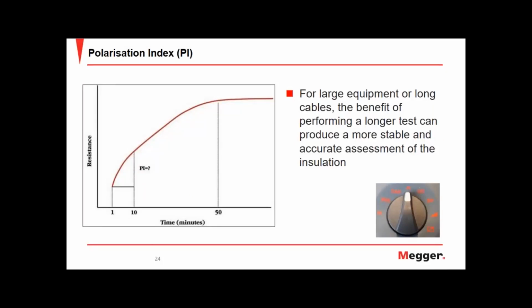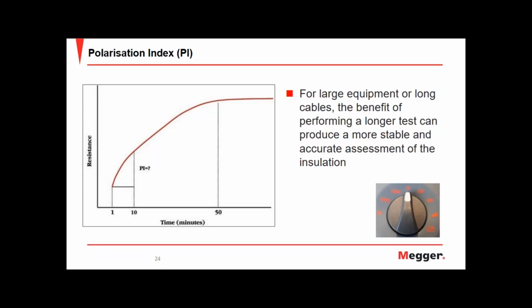Okay, moving on. The polarization index test. Usually used on large equipment, for example, long cables. It's also very useful in an electric motor. They benefit from a PI test. It's a good way of indicating if there's moisture in the windings.